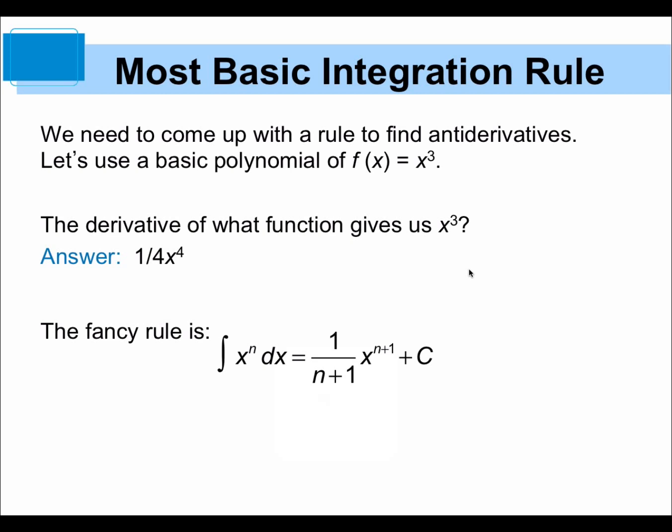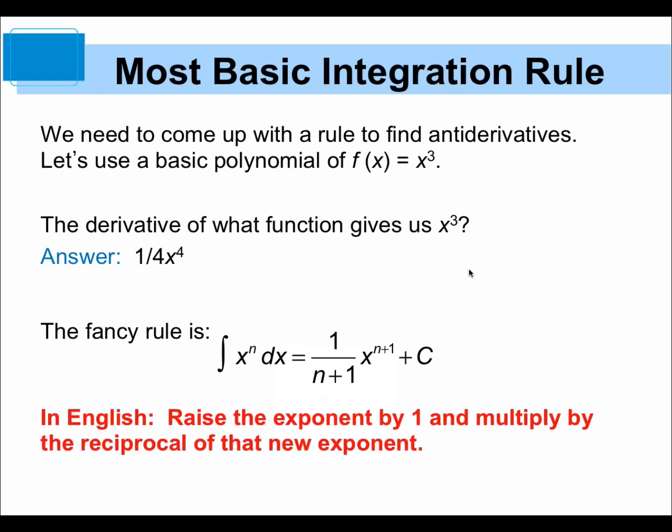You want that in English? Raise the exponent by 1, multiply by the reciprocal of that new exponent. So if we have x cubed, as Angela says, raise it by 1. She knew it was x to the 4th. She had trouble finding the coefficient. How do you find that coefficient? You take the new number, which was 4, and multiply by its reciprocal.